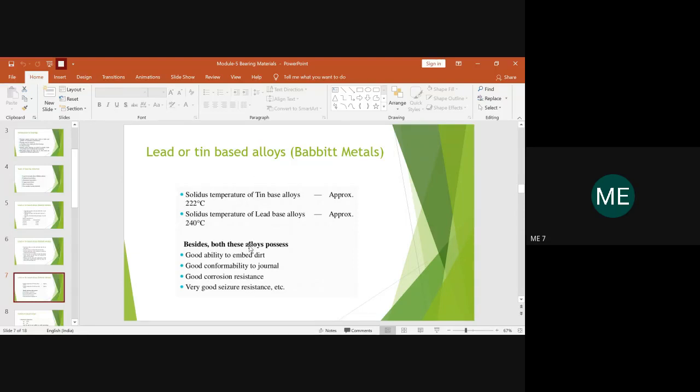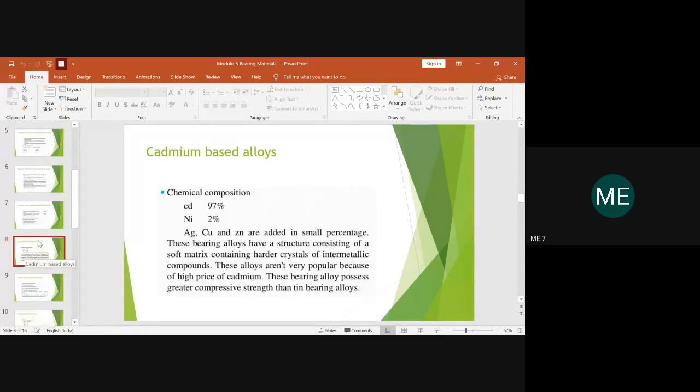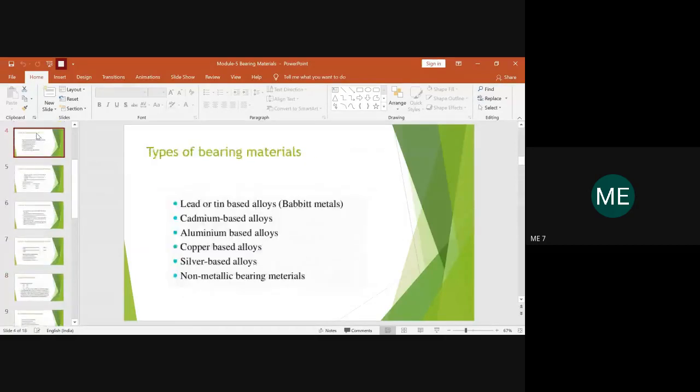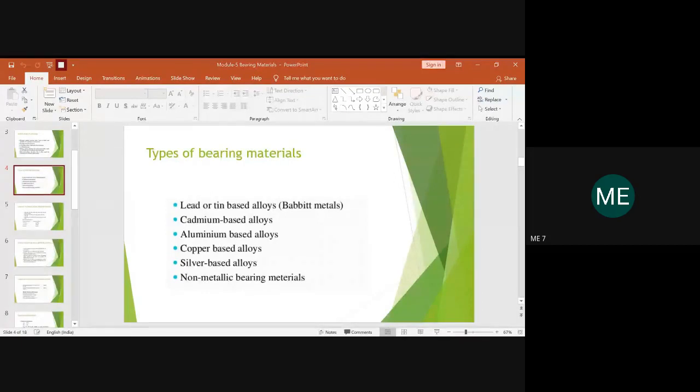So based on the requirement, you can select which type of material is feasible enough for your bearing design. So this is one classification. So the remaining part I will be taking care of in the next class. So the other classifications what we dealt, right? So we have done with lead or tin based alloys. The rest like cadmium based, aluminium based, copper based, silver and non-metallic based bearing, we will be going into in the next class. So now if you have any doubts, you can kindly ask.